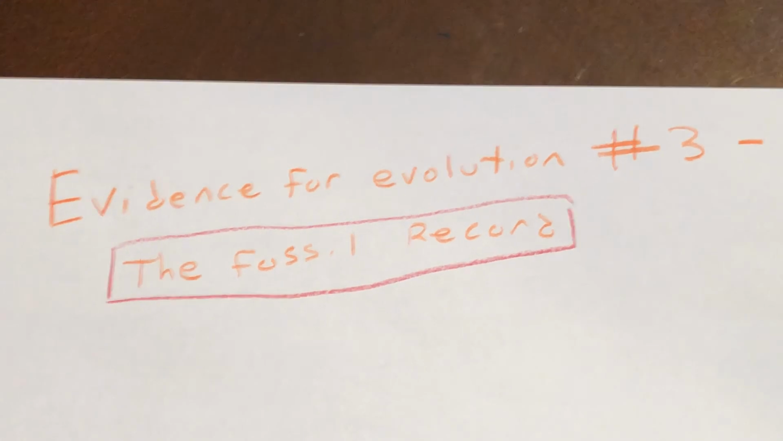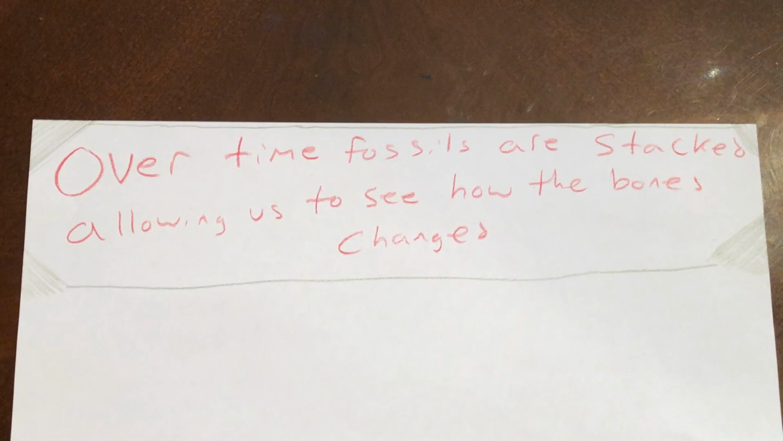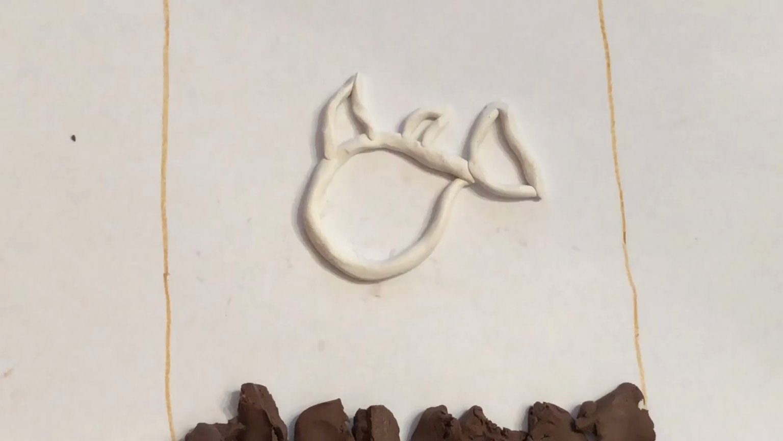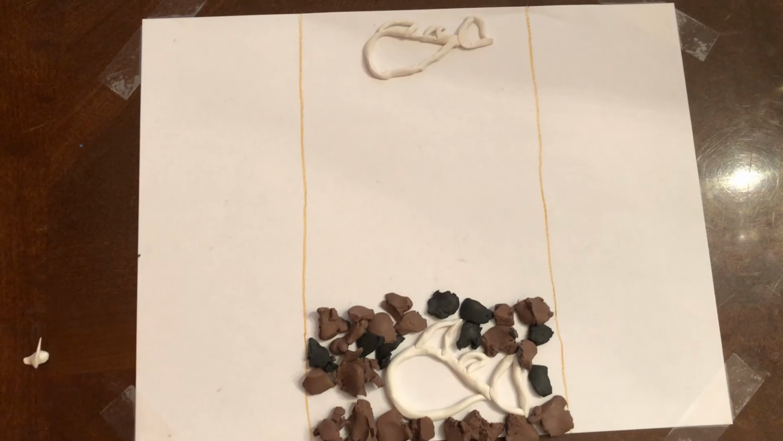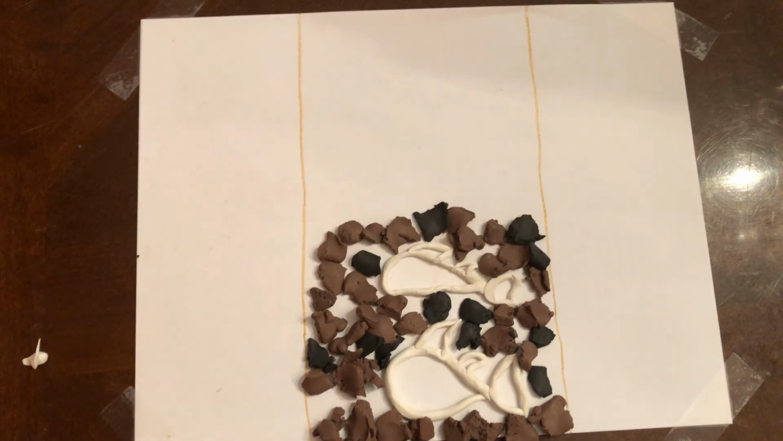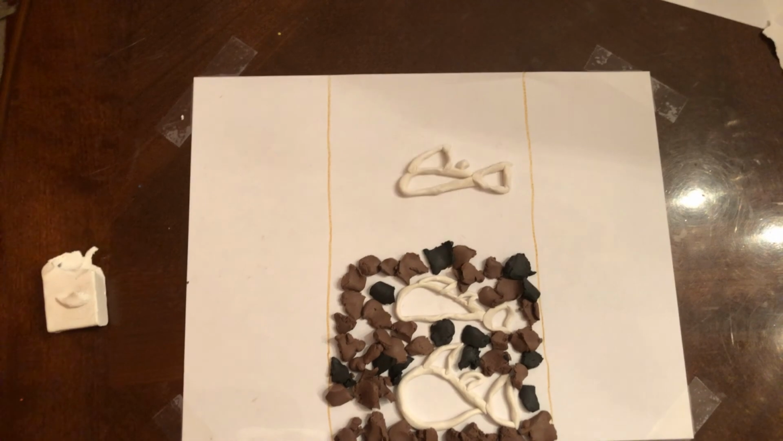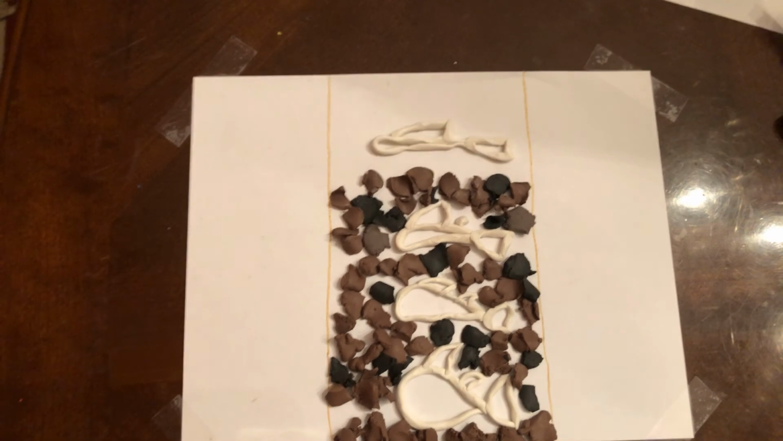Another piece of evidence is the fossil record. Over time, fossils are stacked, allowing us to see how the bones changed. So here we've got this first generation, and that gets covered up. The second generation is stacked on top of it. Then we dig this up later on, and we can see how the organisms evolved, this timeline of bones.